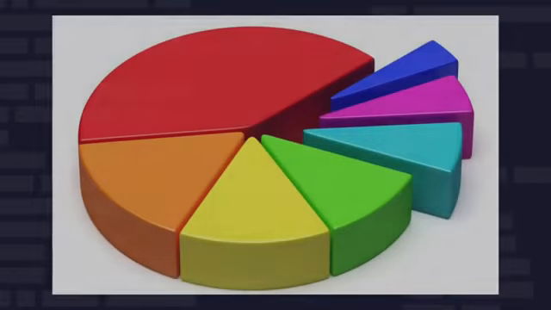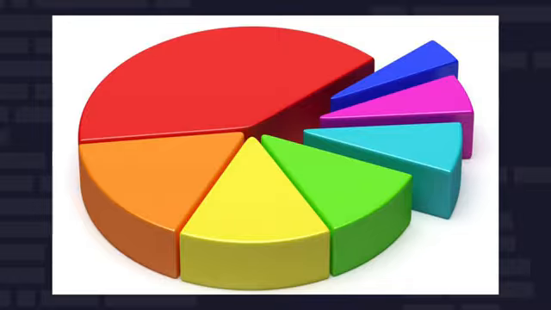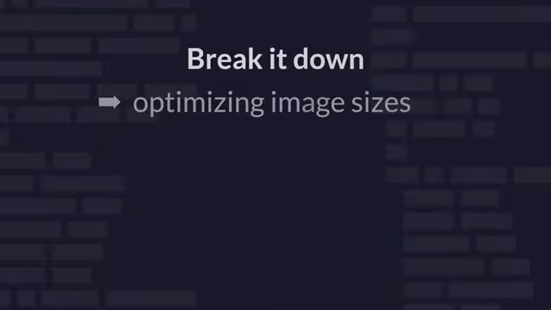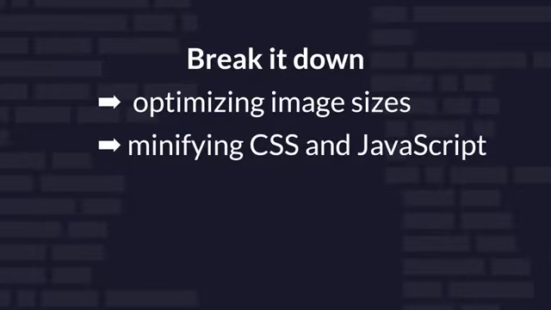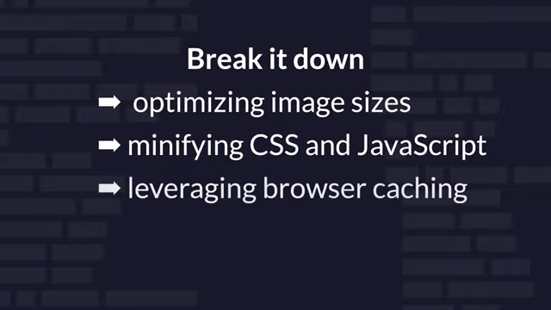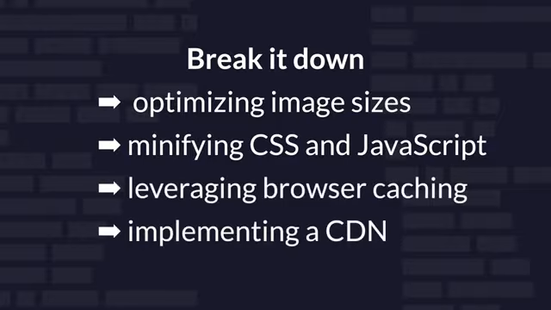Break it down. Divide your optimization goals into smaller, actionable tasks. For instance, optimize image sizes, minify CSS and JavaScript, leverage browser caching, or implement a content delivery network. Breaking down goals into manageable steps makes them more achievable and allows for incremental improvements.